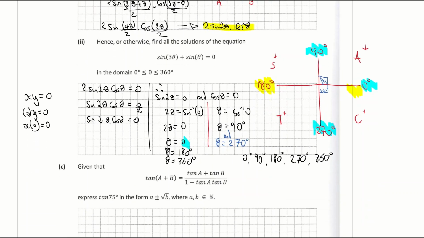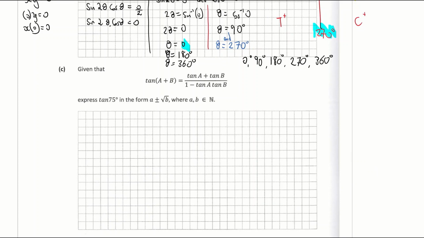And the final part to our trigonometric question here. Part C, given that tan of A plus B is equal to, that's the formula from your log tables, express tan 75 in the form A plus or minus the root of B. So from page 13, I'm going to rewrite the angle of tan 75 as an addition of two angles.